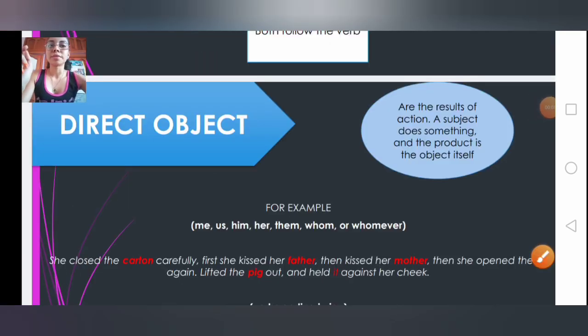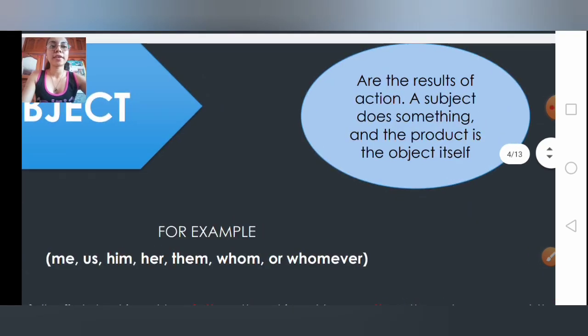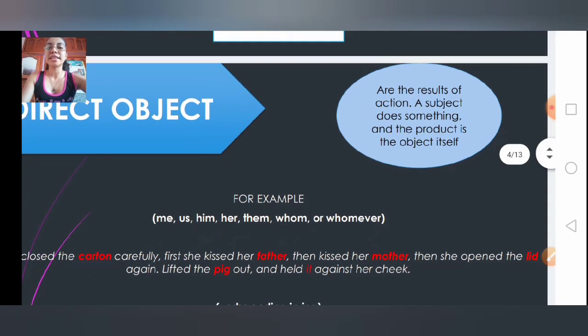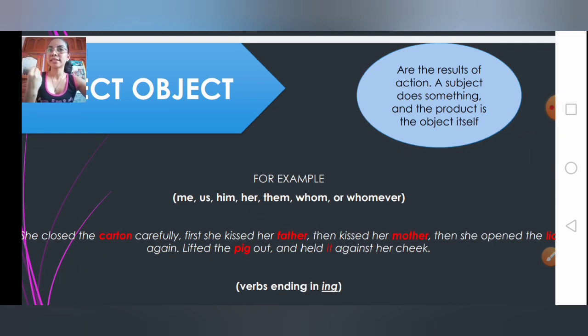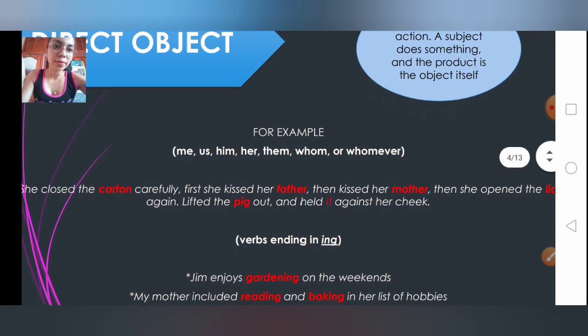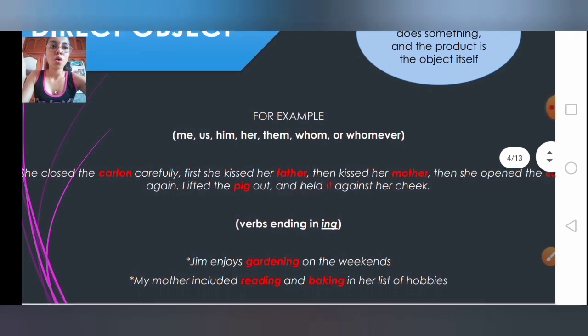Well, direct objects. Direct objects are the results of action. A subject does something and produces the object itself. It means that direct objects identify what or who receives the action of a transitive verb in a sentence. When pronouns function as direct objects, right? They customarily take the form of the objective case. For example, me, us, him, her, them, whom, or whomever.